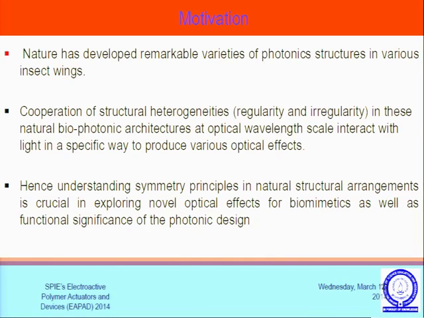Symmetry here means that the arrangement of the microstructures on the wing surface is not regular. Different portions of the wings have different arrangements of the microstructures. At a particular portion of the wing surface, I am calling this a symmetry. Different portions of the wings have different symmetry. It means various arrangements are involved on the wing surface of the microstructure. So I am saying that this is the spatial symmetry on the wing surface.